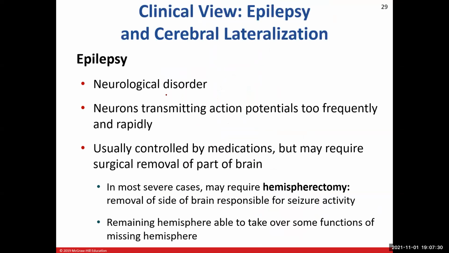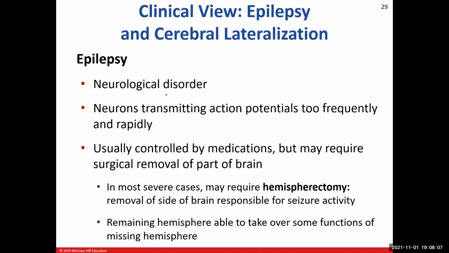Which brings us to our second clinical view, and that is epilepsy. It's a neurological disorder. I don't know if anybody knows anybody with epilepsy. I have a family member with epilepsy. They hadn't had a seizure for 20 plus years, and then they had one that put them in the hospital. They're okay. But it's a neurological disorder, and it's almost like a short circuit. The neurons in the central nervous system, up in the cerebrum, are just blasting off action potentials at a high rate of frequency. So they're just shooting off action potentials.